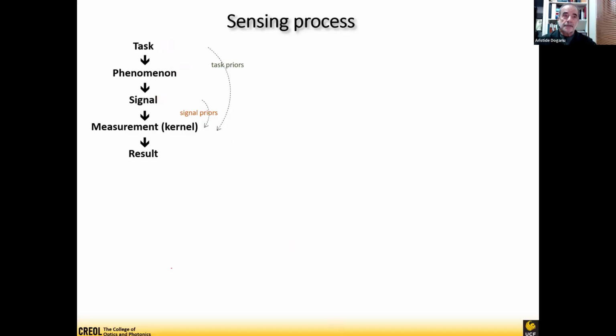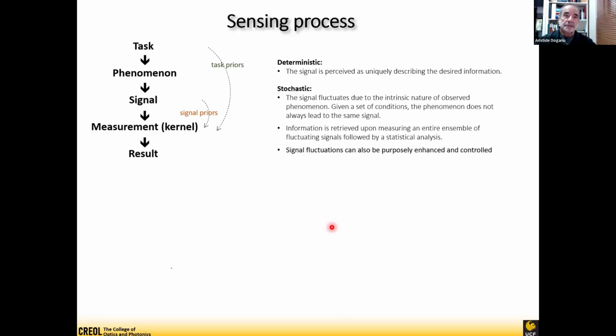We usually describe a sensing process as being a deterministic one, in which the signal is perceived as uniquely describing the information that I want to get. And in the way real sensing happens, this deterministic ideal occurrence is only very seldom encountered.